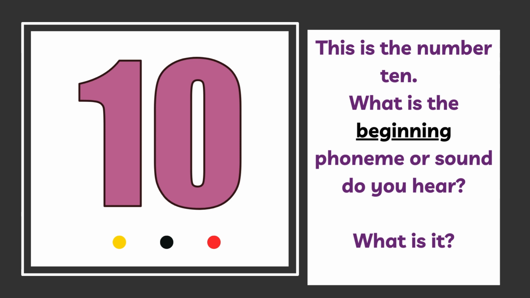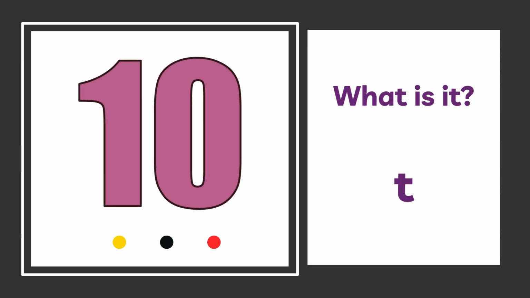Let's do 10. Touch your shoulder. Touch your elbow. Touch your fingers. One more time. Shoulder. Elbow. Fingers. Which color is the first sound or the beginning sound you hear? Is it the red one? Is it the black one? Or is it the yellow one? Yes, if you say t, that is the yellow one.